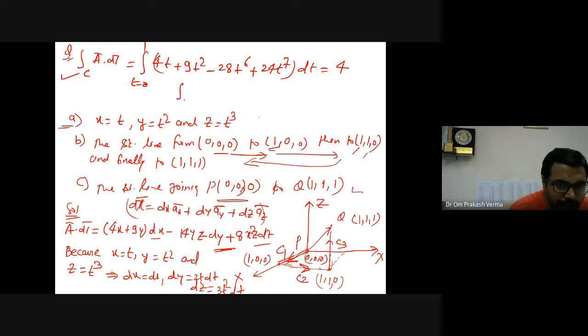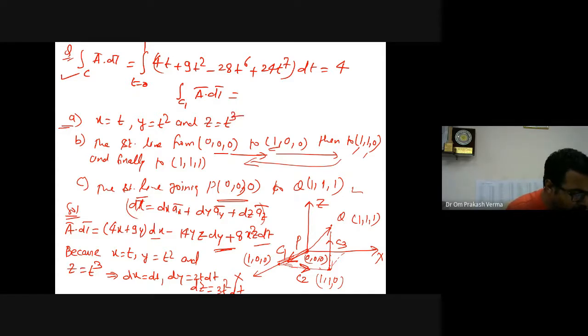line integral for the C1 curve, A dot dl, right? So how will it be calculated? The C1 is moving from y equal to 0 to z equal to 0, so the only variation is in x, from 0 to 1. So you can put in all the values and you can find the answer.